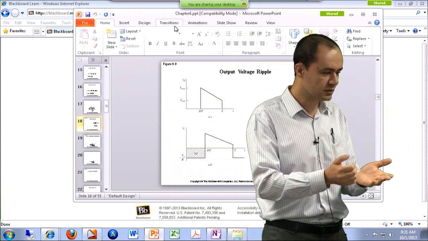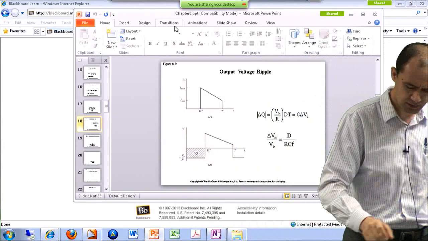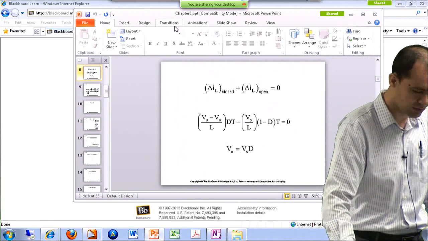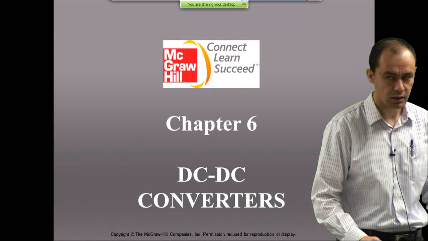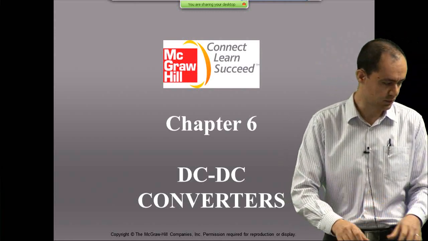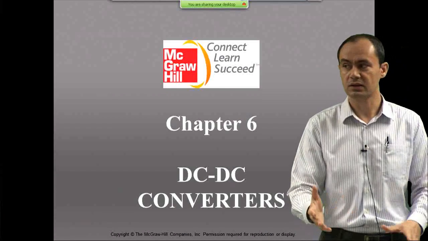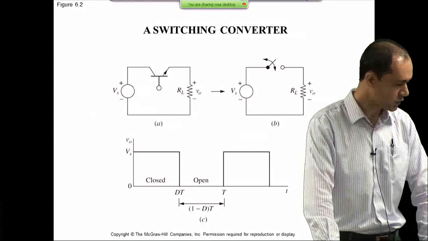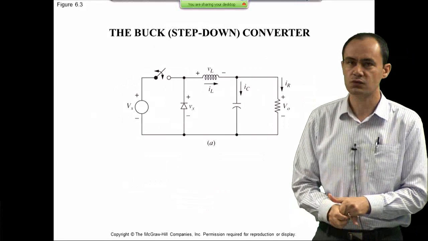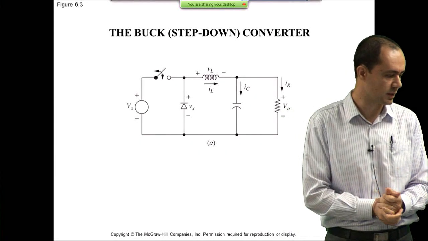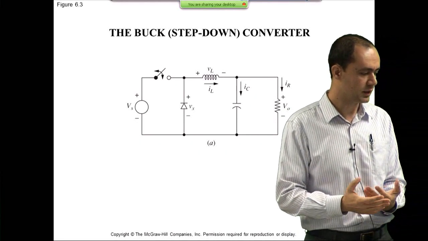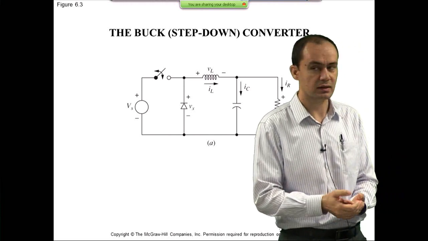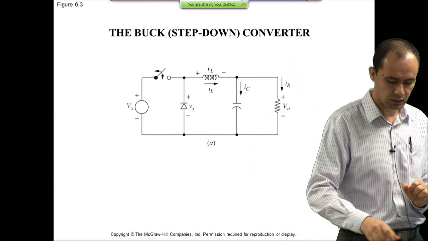So we are still in chapter 6, I guess. This chapter covers DC to DC converters, non-isolated DC to DC converters. We are going to see later on what isolated and non-isolated converters are. The first converter that we analyzed was the buck converter. It has a switch on the input side and an inductor on the output side and a diode in between.